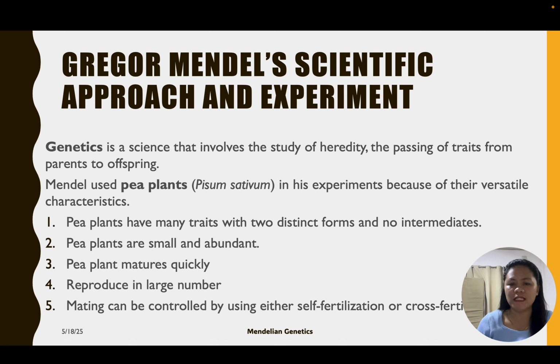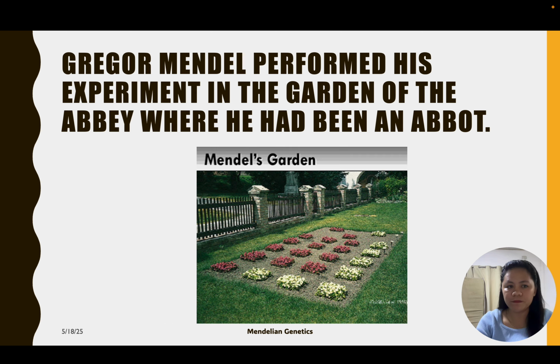When I say cross-fertilization naman, it uses different variety na of the plant. Okay? So, ganun daw yung ginawa ni Mendel. Gregor Mendel performed this experiment in the garden of the abbey where he had been an abbot. So, he had been observing generations of pea plants as they self-fertilize to see if their noticeable characteristic would be consistent in every generation.